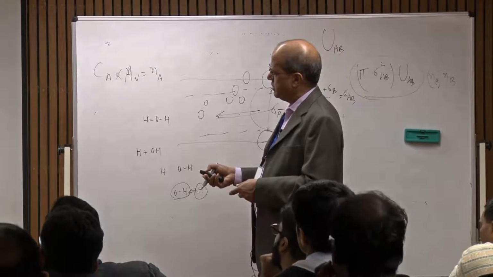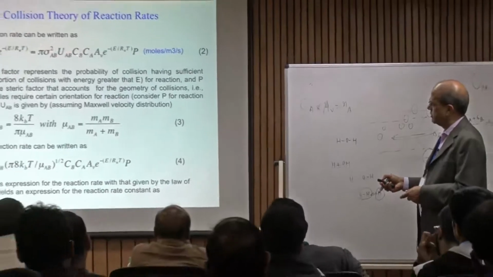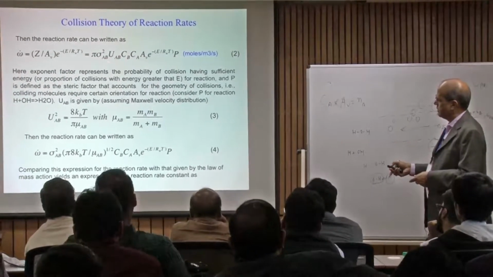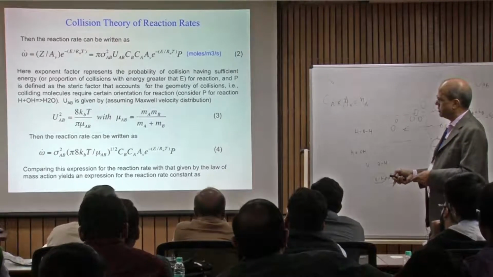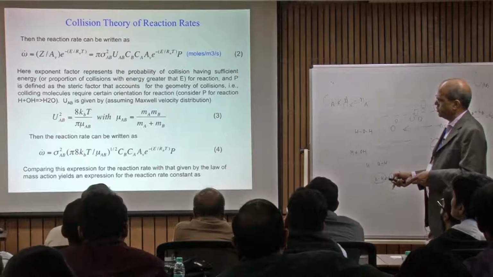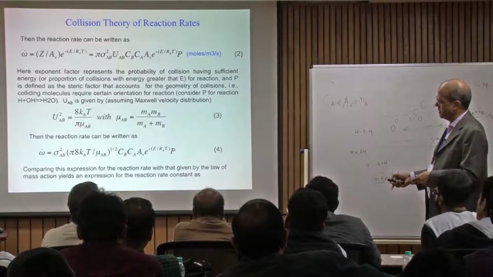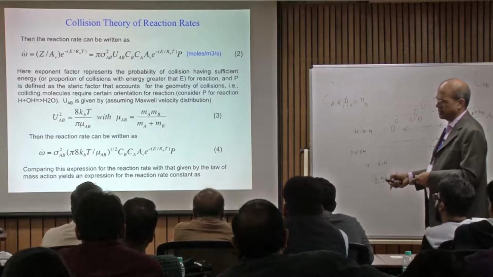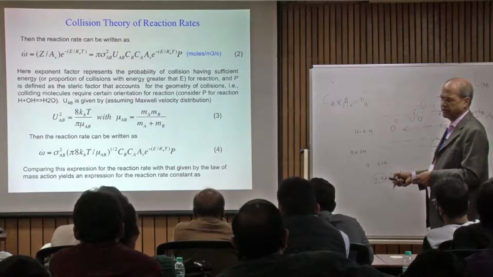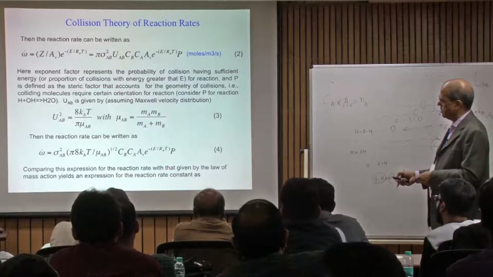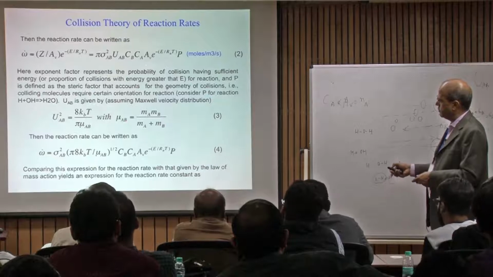Now you can use these expressions for this velocity, which is the average kinetic velocity of the molecule. This comes from the kinetic theory. So UAB square is 8 times the Boltzmann constant times temperature, and it contains the molecular mass. And this is the expression for the molecular mass. So we are taking these equations from the kinetic theory. So we substitute these equations for UAB.